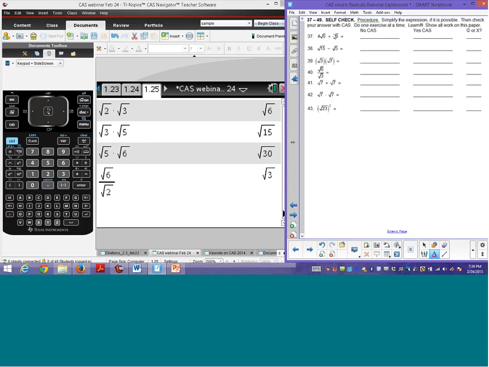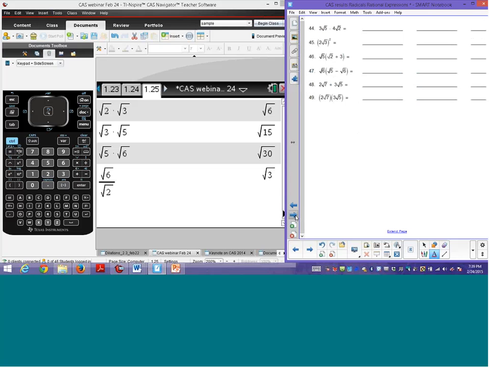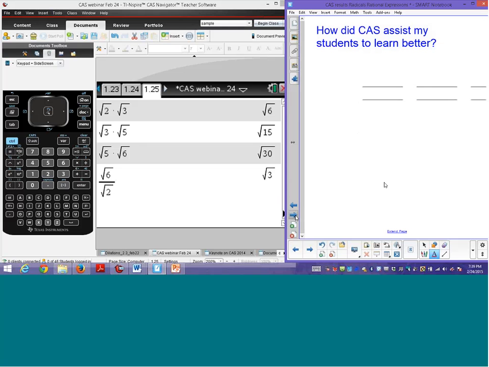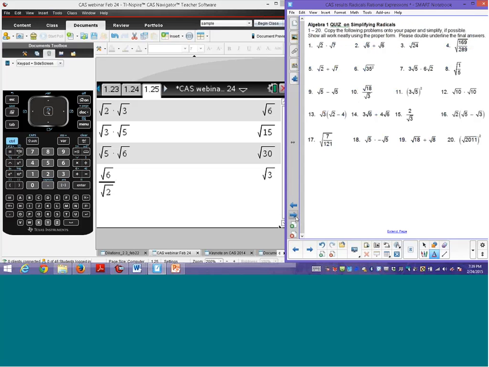All right, so then this is the self-check. Again, this is the homework, and notice I threw in addition and all these other ones and so on. So this was day 2. Now, I don't go through the rest of it, but you kind of get the idea. And I come to the point where how did CAS assist my students to learn better? So what I did was I came up with a quiz after several days, and I look at this, it's very traditional. I'm almost embarrassed that it's so traditional, but this is what I gave them, 20 problems.